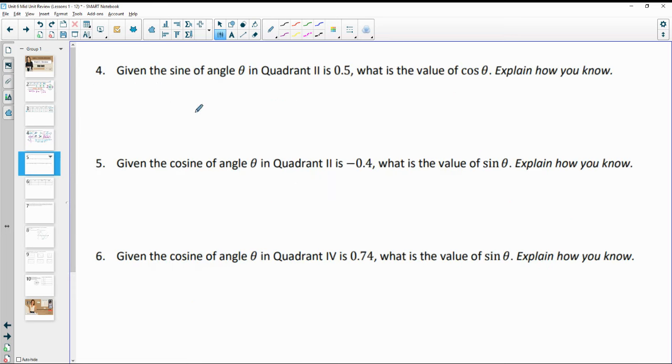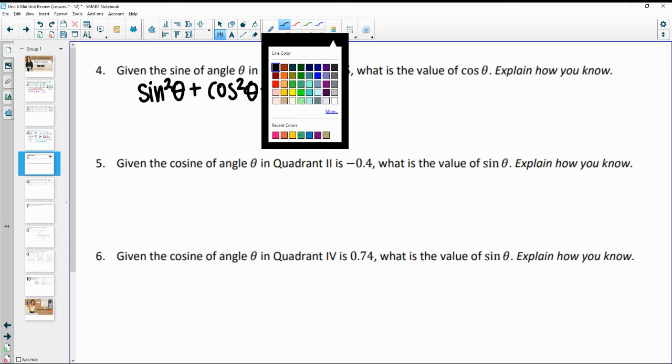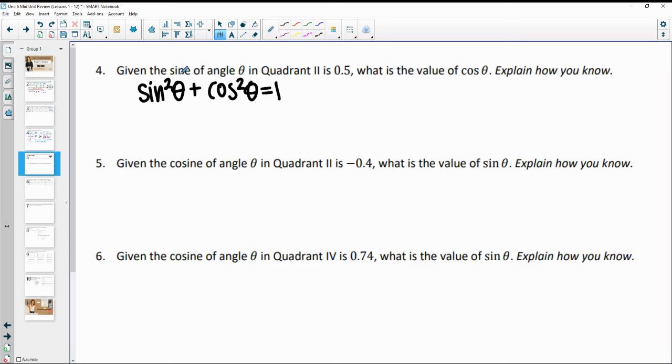Number 4, given the sine of an angle in quadrant 2 is 0.5, find the value of cosine of theta. So this one, we have that sine squared of theta plus cosine squared of theta equals 1. This is a Pythagorean identity that we know. And so we can plug this information in. Given the sine is 0.5, so we're going to do 0.5 squared plus cosine squared is equal to 1.